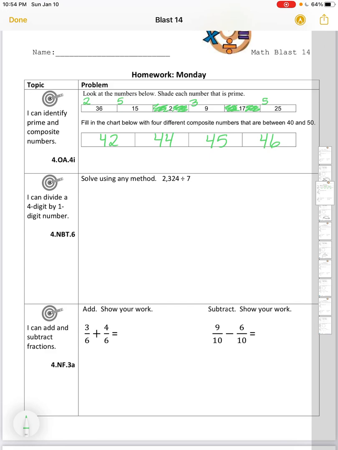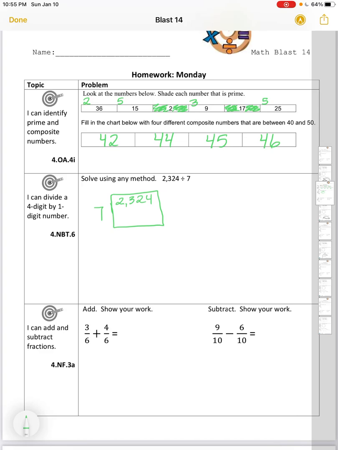I can divide a 4-digit by 1-digit number. Solve using any method. 2,324 divided by 7. Here I'm going to use the box method. I'm going to put 2,324 in my box and I'm going to divide by 7.